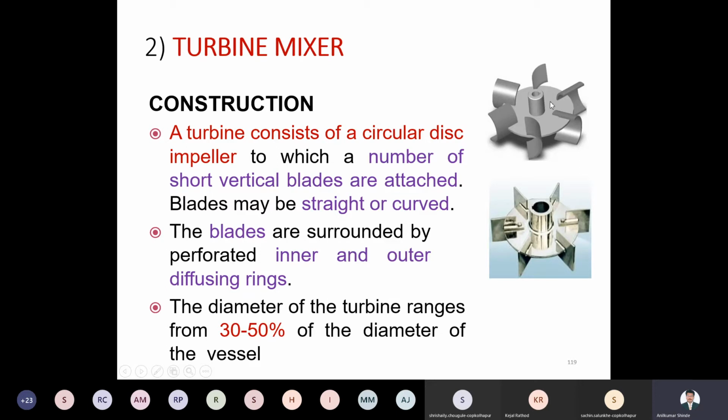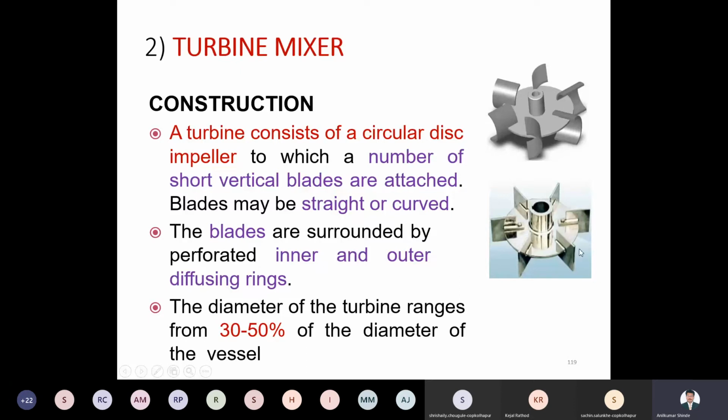This circular disc is attached to the shaft, and on the disc different types of small blades are attached. Some are curvy in nature, some are very sharp and straight in nature. So different types of blades are attached vertically at the side of the disc. This is one example of the mixer. This is the second example of the turbine mixer. This one has curved blades, but this one has straight blades.